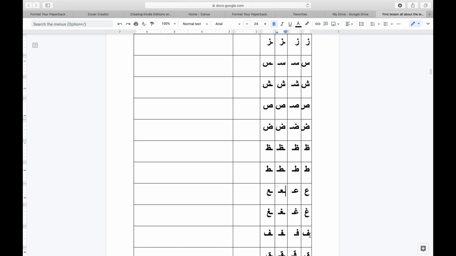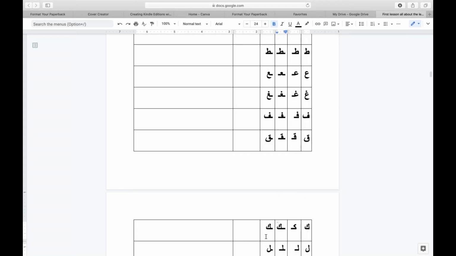Fa, Fa isolated, Fa at the beginning, Fa in the middle, Fa at the end, and attached. Qaf, that is something I notice my students make mistakes with, so look with me here, guys.